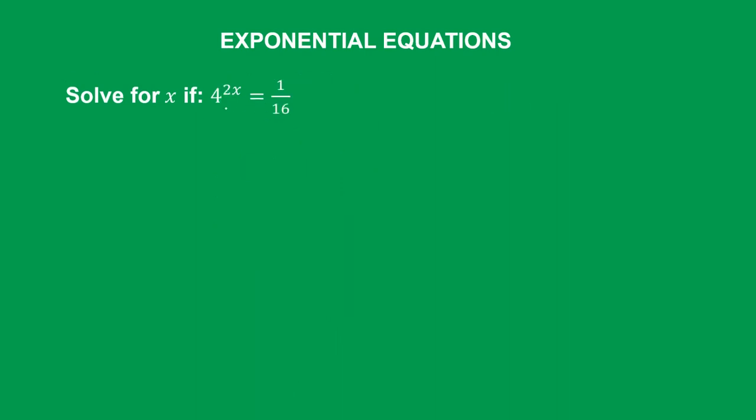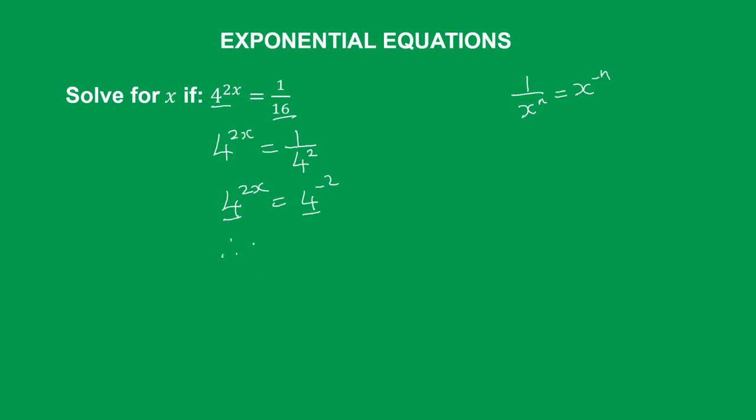Again, we have to make sure that we have a single power on the left hand side and a single power on the right hand side. So we have 4 to the power 2x is equal to 1 over 4 squared. 16 is 4 squared. And then remember that 1 over x to the power n is equal to x to the power negative n. So it's 4 to the power 2x is equal to 4 to the power negative 2. Now the bases are equal, so we can equate the exponents.